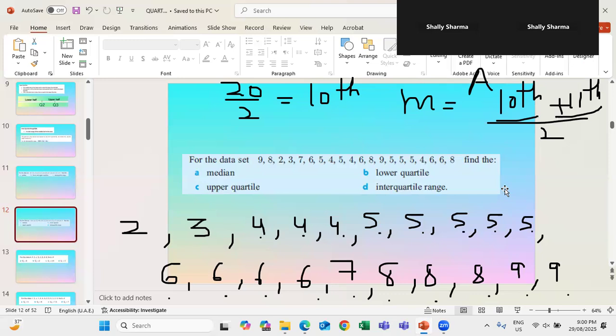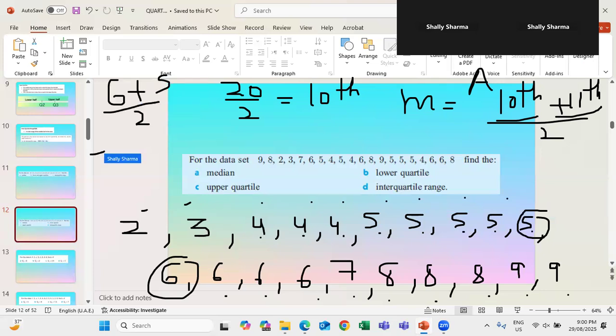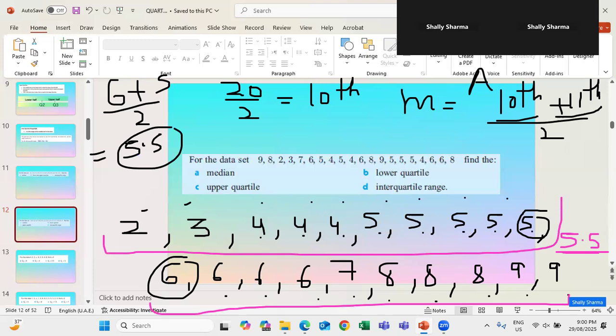Median can be a number from the data values, or it need not be. It's not mandatory that it should be a number like this. It can be in decimals also. It can be a number which is in this list or not in this list, but it will be within this range. So here, the 10th value and the 11th value. 1, 2, 3, 4, 5, 6, 7, 8, 9, 10. So this is the 10th value and this is the 11th value. So 6 plus 5 divided by 2, which is 11 divided by 2, 5.5. So the median is 5.5, and that median I'm going to write here somewhere. Now as I wrote 5.5 here, this becomes the lower half and this becomes the upper half.